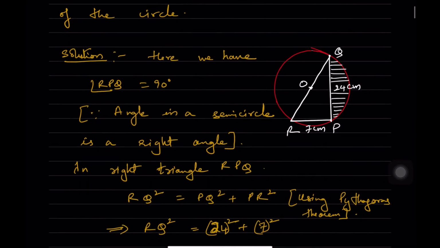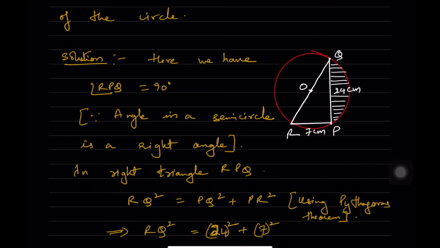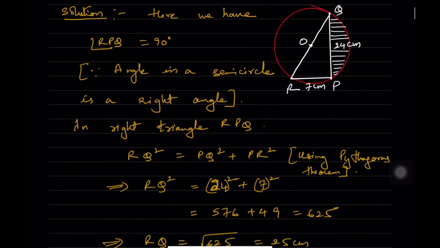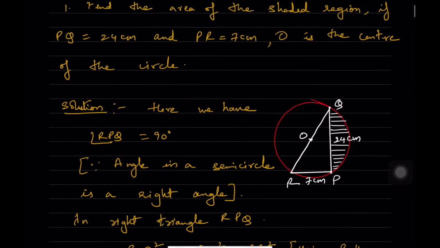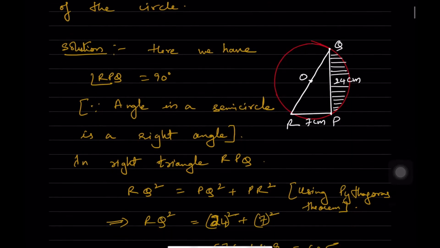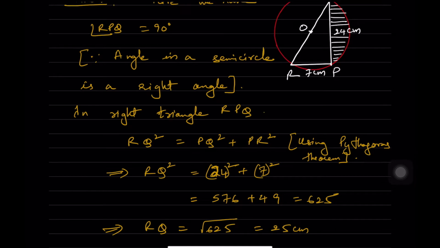Since angle in a semicircle is a right angle, in right triangle RPQ, we know that the sum of squares of the two sides of a triangle is equal to square of the hypotenuse. So therefore RQ square is equal to RP square plus PQ square, where RP is equal to 7 and PQ is equal to 24. So RQ square is equal to 24 square plus 7 square, which is equal to 576 plus 49, which is equal to 625. Therefore RQ is equal to 25 centimeters.